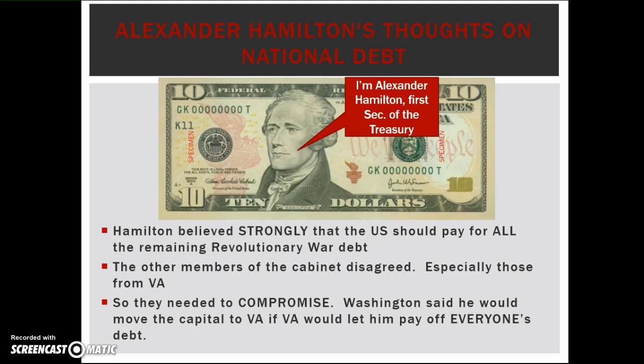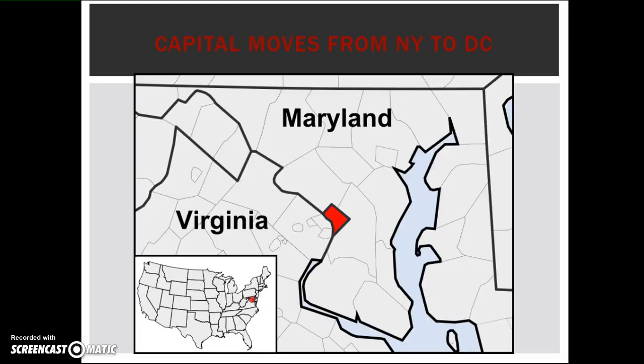Virginia wanted the capital of the country to be moved to their backyard. If Virginia received the capital, then they felt like they would be okay with all of the debt for the rest of the states to be paid off by the national government. After this agreement with Hamilton was made, Virginia gave up a little bit of land to put the capital in Washington, D.C. It was moved from New York City to where it currently is today.